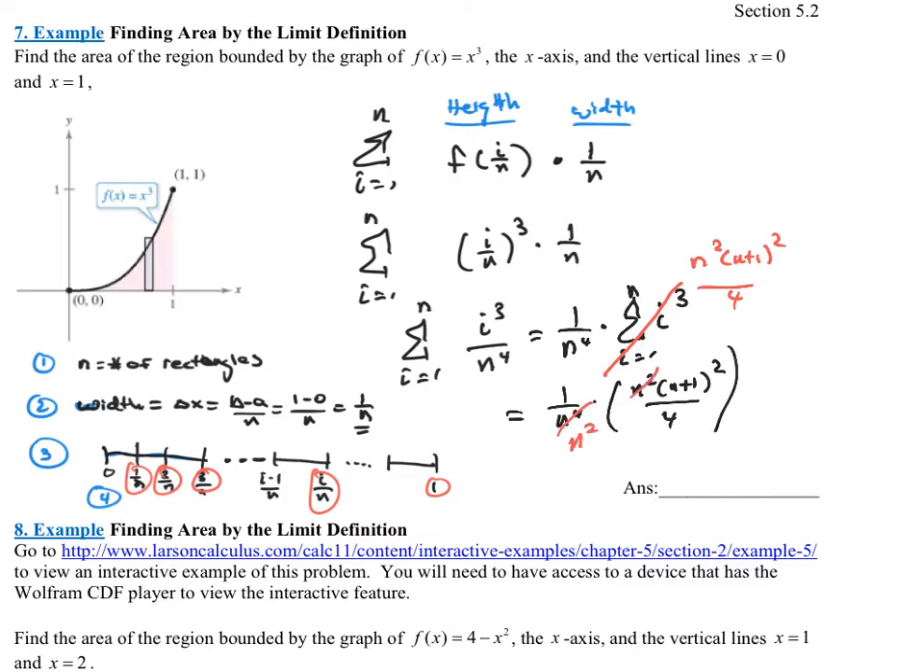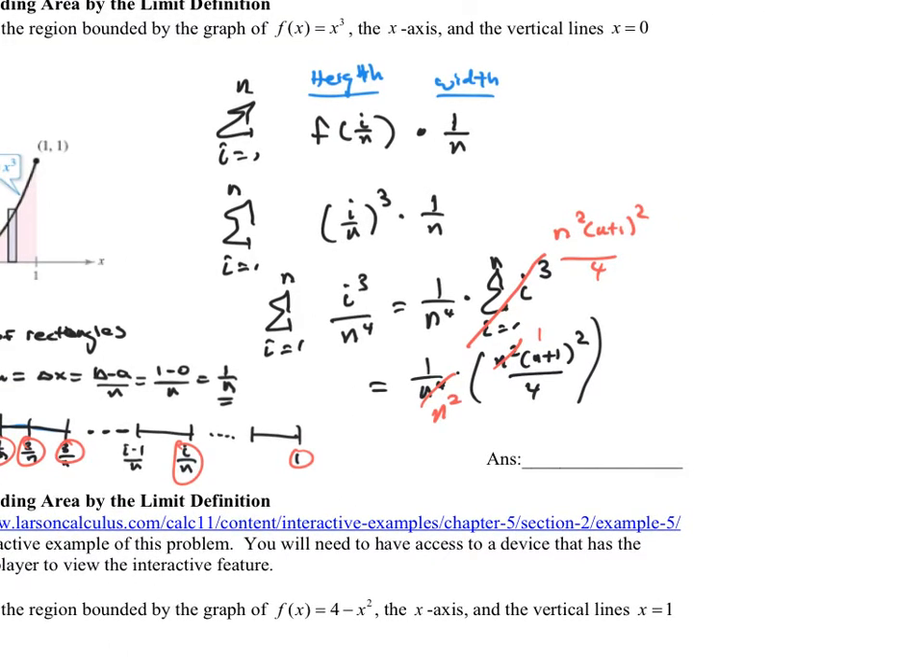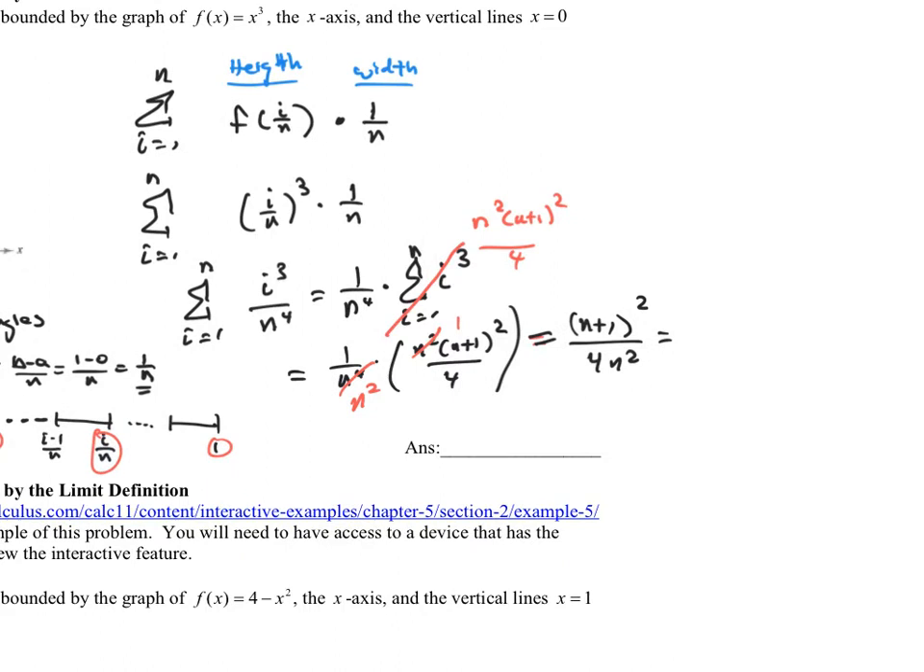Well, let's do some simplification here. This would be n squared on bottom and just a 1 on top. So I'm getting this entire sum of all the areas is going to be equal to (n plus 1) squared all over 4n squared. That's what I'm getting. We could even separate that out if we cared about it. That would be the same thing as n squared plus 2n plus 1 all over 4n squared.